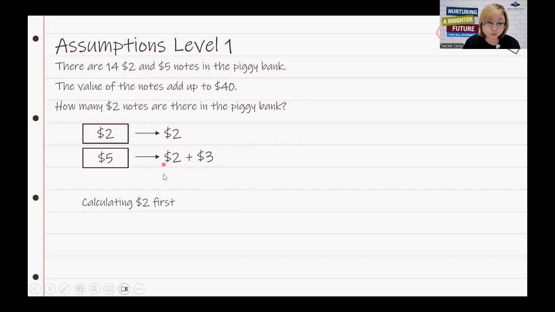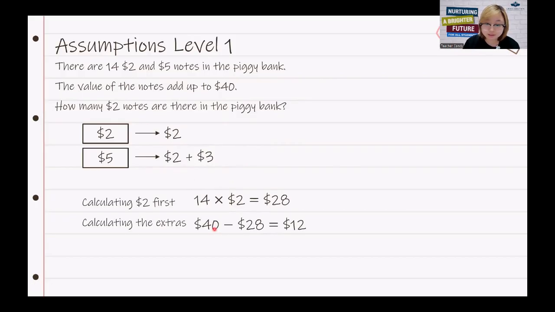So, calculating the $2 first, assuming all are $2 for all 14 of them, we will take 14 times 2, which is $28. But remember, they add up to $40. So that means there are extras. So the extra comes from where? It comes from the extra $3 for the $5 notes. So we take $40, calculating the extras. We minus away $28, and we have $12 extra over here.